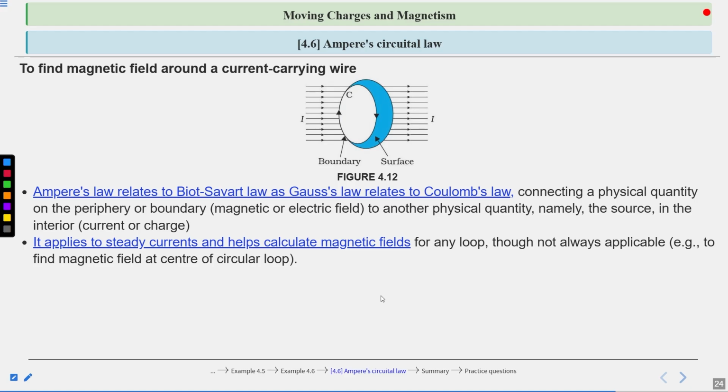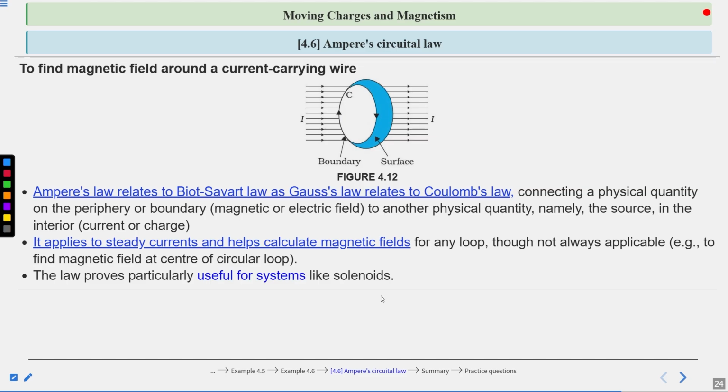It is connecting a physical quantity on the periphery boundary, which is the magnetic field, to another physical quantity, the source, which is current. So it applies to steady current and helps calculate the magnetic fields around conductors, though it is not always applicable. For example, we cannot find the magnetic field at the center of a circular loop by using Ampere circuital law. It is only found using the Biot-Savart law.